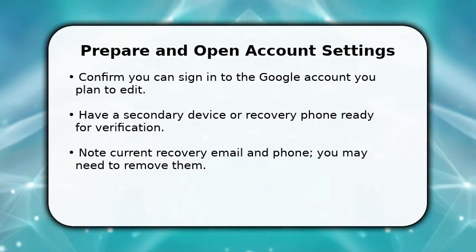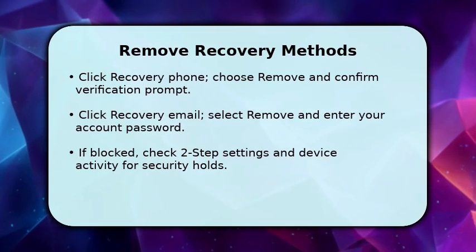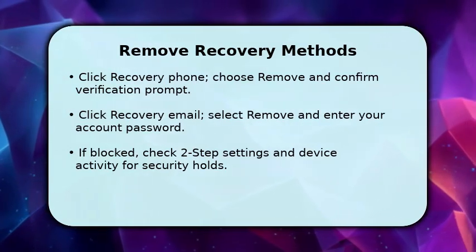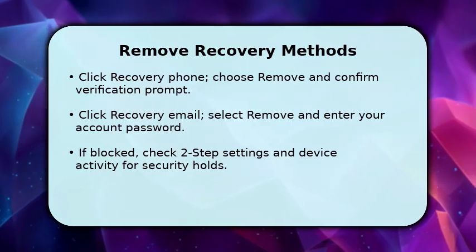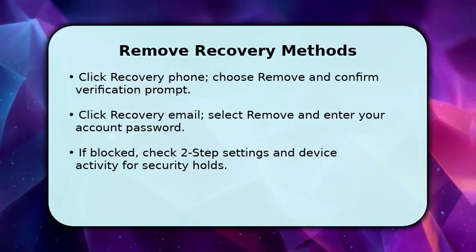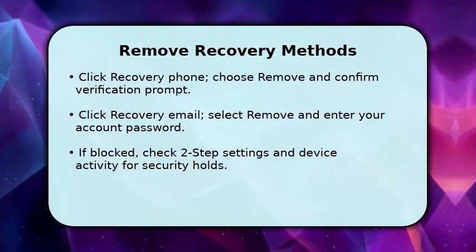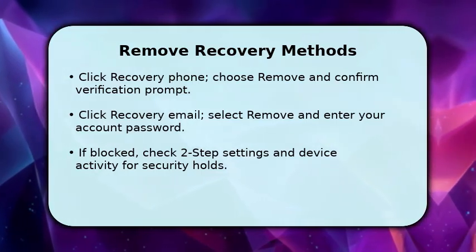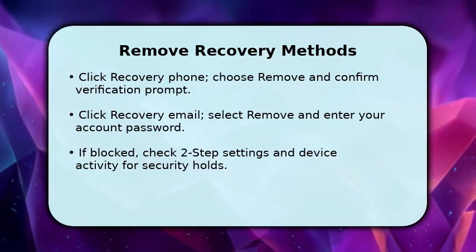Now you remove each recovery method one by one. Click Recovery Phone, then Remove, and complete the SMS or call verification. Confirm the action. Next, open Recovery Email, choose Remove, and re-enter your password when prompted to prove ownership.